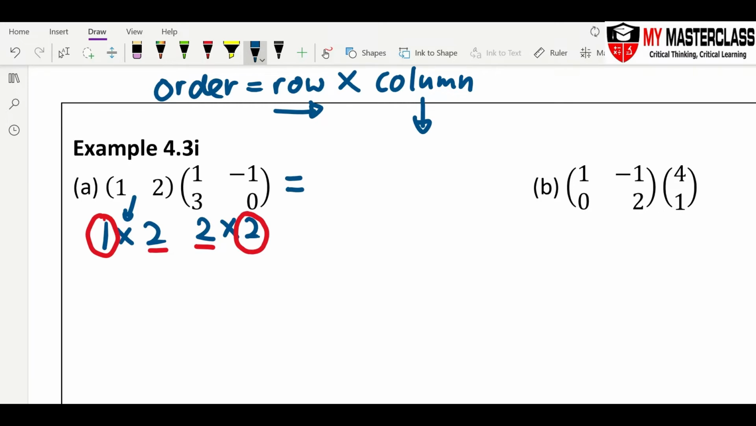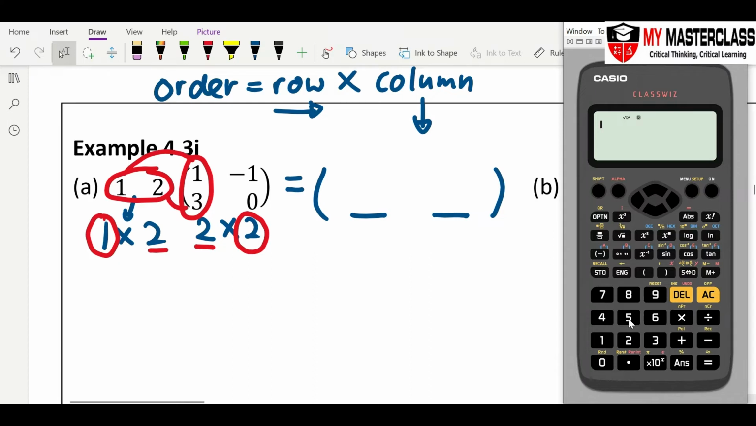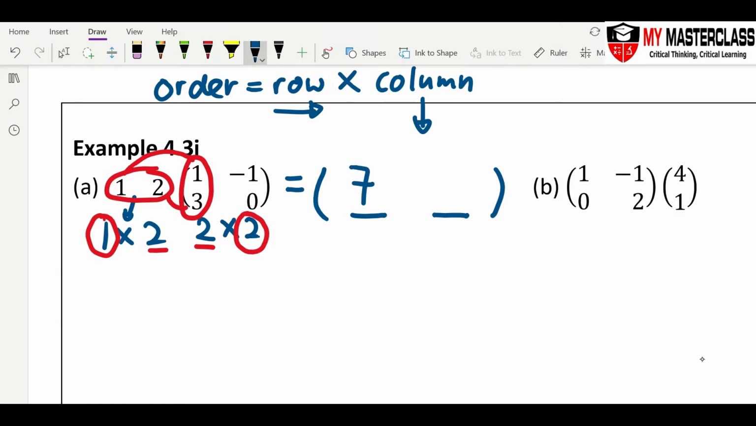So how does a 1 by 2 matrix look like? It means it's 1 row and 2 columns, so there are 2 elements over here. When we do matrix multiplication, it is always the row of the first matrix and the column of the second matrix. When we want to find the first element, what do I do? 1 multiplied by 1 plus, the middle part is always plus, 2 multiplied by 3. When you use your calculator, you will get 7. So that would be the first element over here.